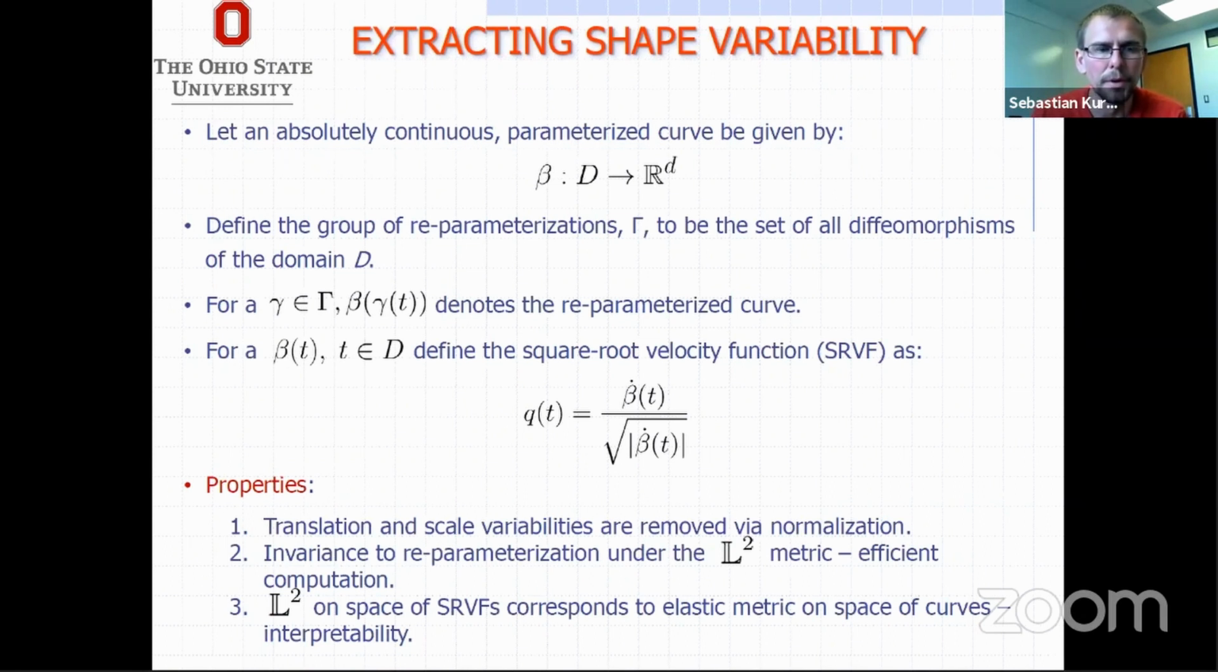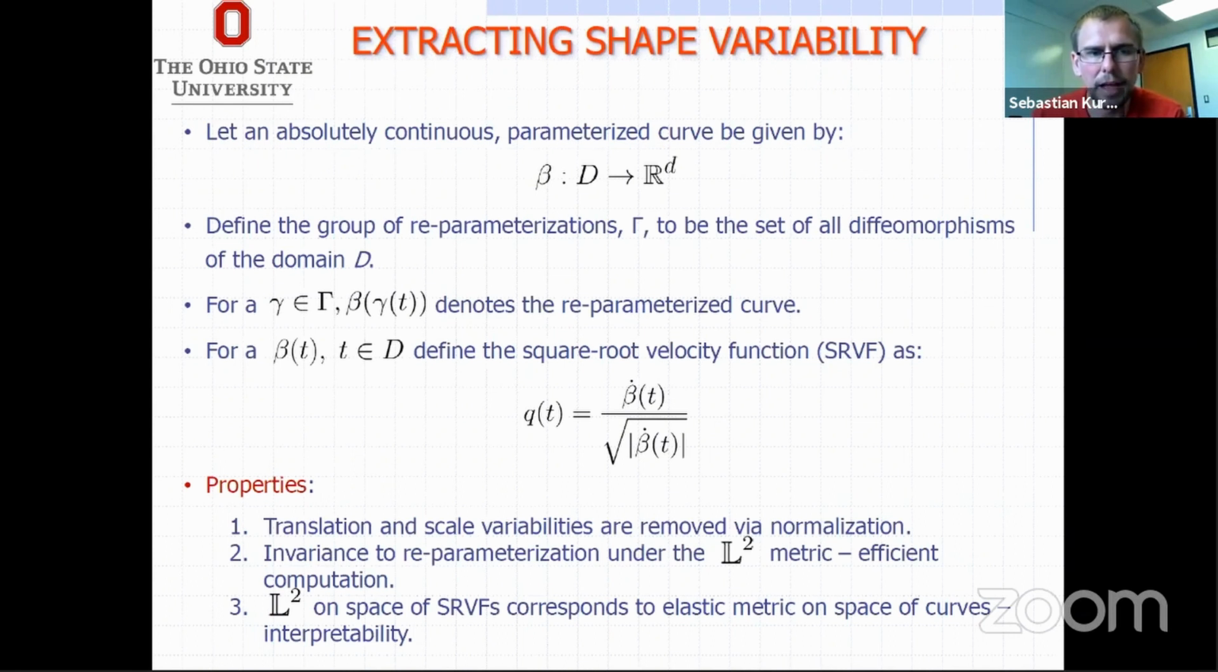And so then for a particular reparameterization gamma, if we take the curve beta and compose it with that gamma, this results in a reparameterized curve. Now, the key point behind this is that a reparameterization of a curve does not actually change its shape. And so this is a source of variability that in a lot of applications of shape analysis is a nuisance. So we have to remove it from the representation space.